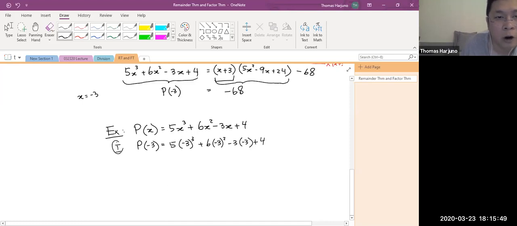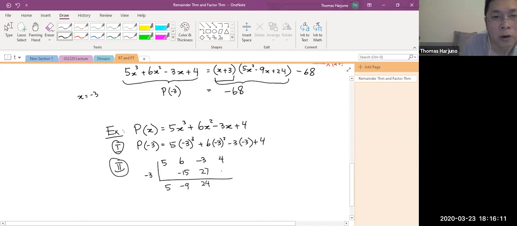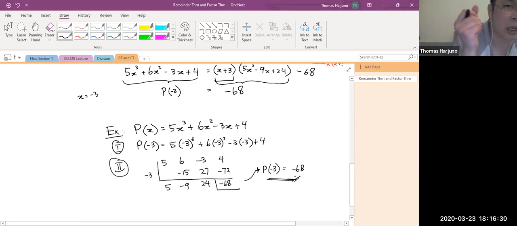This is method one. Method two is to perform synthetic division. It's faster. 5, 6, -3, 4, and I put -3 here. 5, -15, -9, 27, 24, -72. This is -68. So from there we say, oh, P of negative 3 equals negative 68. Now, when it comes to polynomials, using synthetic division to find the value is actually faster.